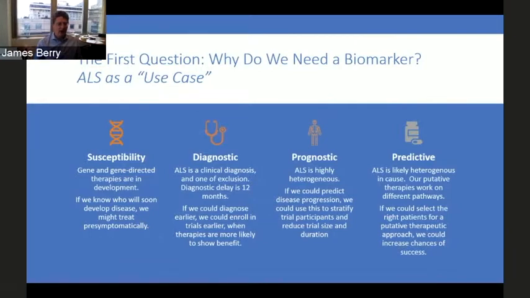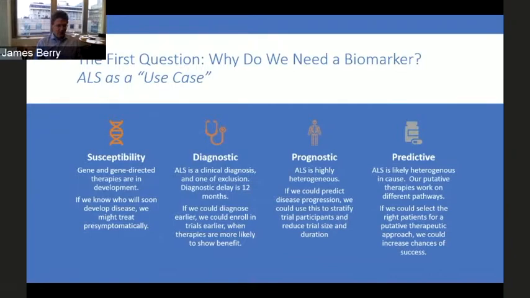Predictive biomarkers are also, I think, critically important in ALS. So ALS is likely heterogeneous in cause. There are 30 different gene mutations that can cause the small fraction of ALS that's familial. They're involved in different pathways. That's clear evidence that there are different ways to get to ALS. Our putative therapies that we're testing work on different pathways.